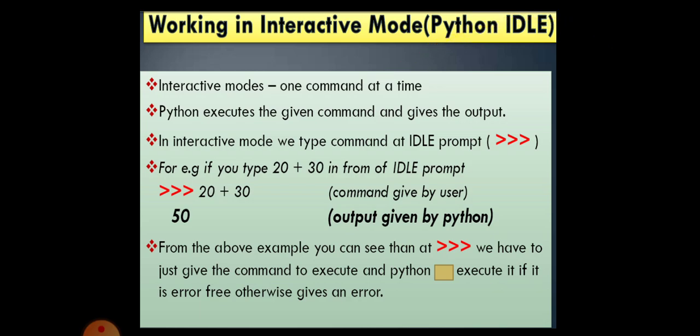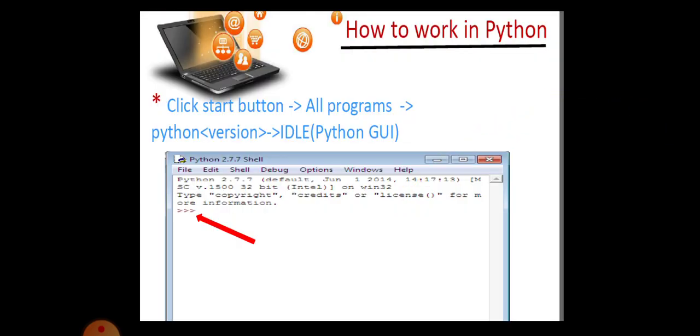Working in interactive mode is very easy. The interactive mode is one command at a time. We can give one instruction at a time. Python executes the given command and gives the output. So if we type one command and press enter to execute, it will give the output for the entered instruction. In interactive mode, we type the command at the IDLE prompt. That is this prompt. Here we have three arrow marks, right? Three greater than symbols. That is called the Python IDLE prompt.